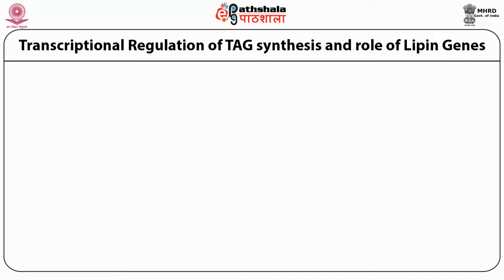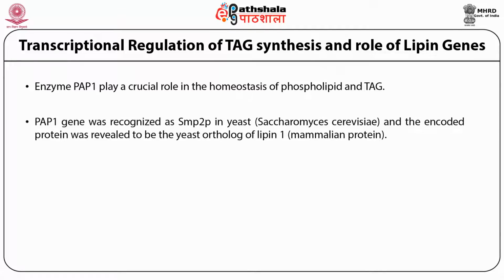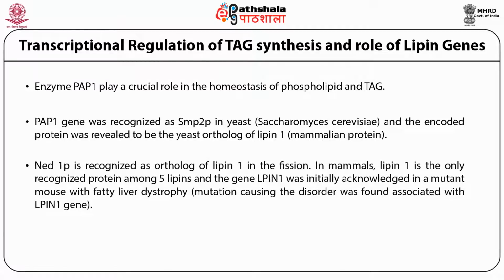The transcriptional regulation of triacylglycerol synthesis and the role of lipin gene. Enzyme PAP1 plays a crucial role in the homeostasis of lipids, phospholipids especially, and triacylglycerol or the triglycerides. The PAP1 gene was recognized as SMP2P in yeast Saccharomyces cerevisiae, and the encoded protein was revealed to be the yeast ortholog of lipin-1 mammalian protein. NED1P is recognized as ortholog of lipin-1 in the fission yeast.